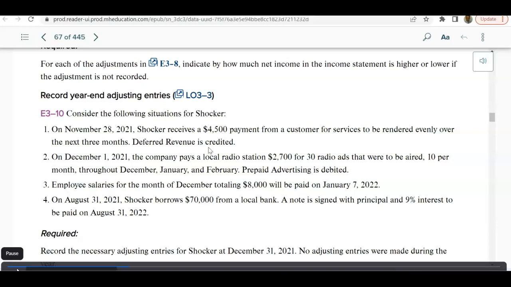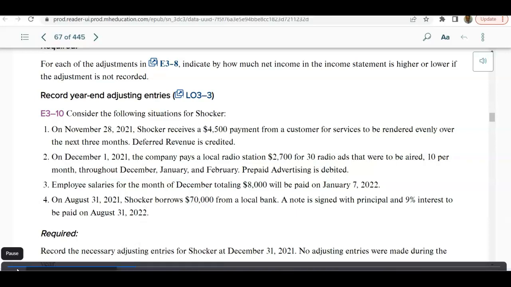Deferred revenue is credited. So when you recognize this, you debited the cash because you received $4,500, and you credited unearned revenue, so-called deferred revenue. So now you have a deferred revenue. But that was in November. So December, as soon as 1 month is gone, you need to recognize that 1 month of service has been provided and you need to recognize the revenue for it. So there is an adjustment necessary for this.